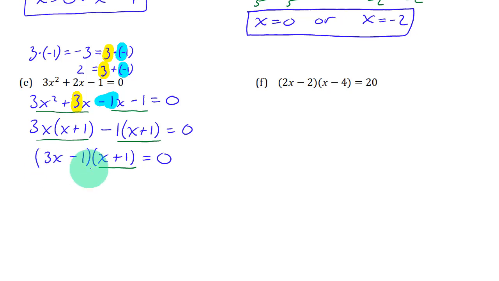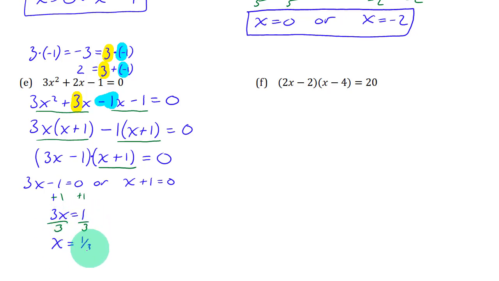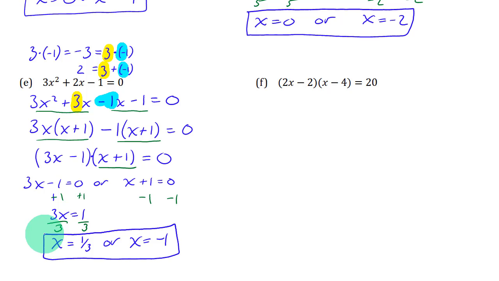We have two things being multiplied together here to make 0. So this factor, 3x minus 1, might be 0, or x plus 1 could be 0. So this one, I'm just going to add the 1 to both sides. You'll get 3x equals 1. Divide everything by 3. You'll get x is 1/3. Or let's see what we get over here. Just subtract 1 from each side, and you'll get x is negative 1. So those are the solutions there.